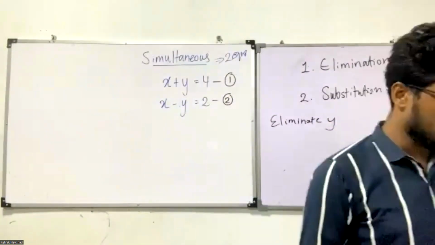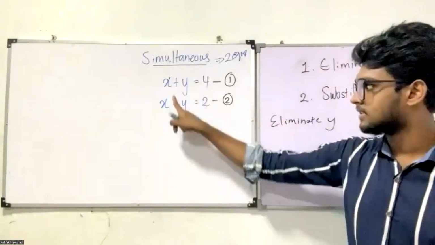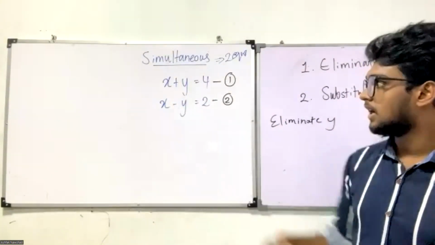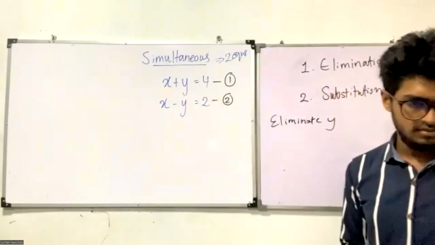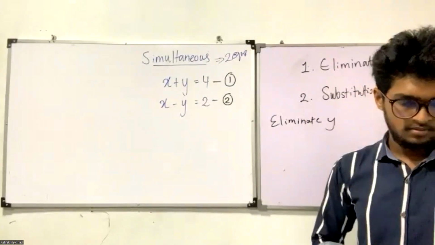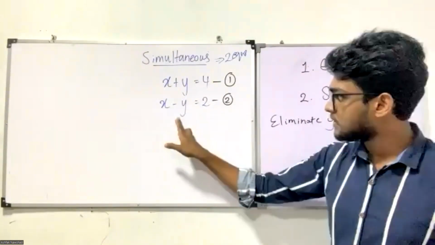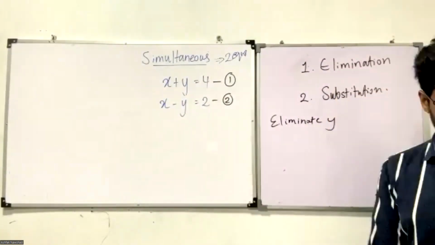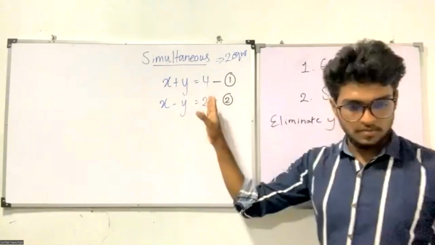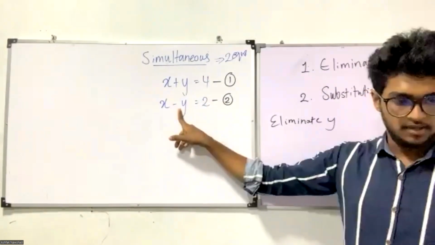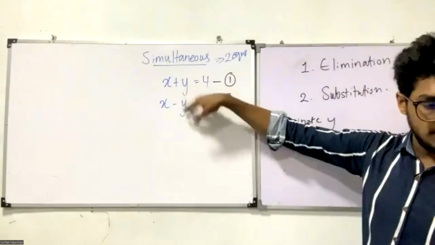Let's see what must be done. Make the coefficients equal. They are not talking about the signs, they are talking about the coefficients. No matter whether it's positive or negative, what's the coefficient of y? It's 1, positive. What's the coefficient of y in the second equation? It's also 1. It's negative 1, but the value of the coefficient is 1. So the coefficients are equal. Is it understood?